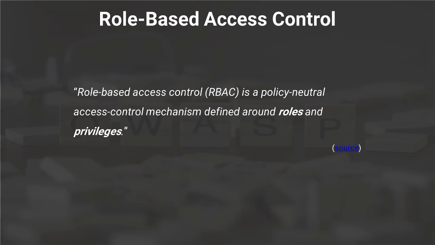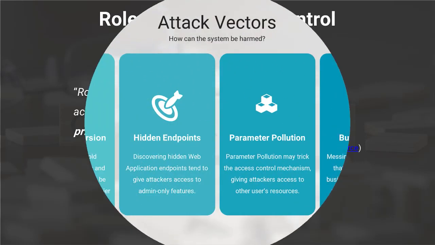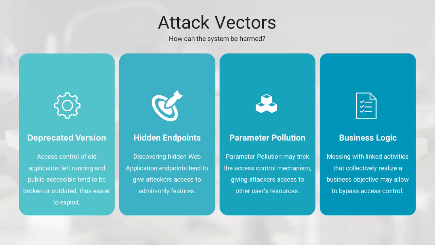Better than showing complex data flow diagrams, we will exploit different authorization issues in our intentionally vulnerable application. Access control mechanisms of old applications left running and publicly accessible tend to be broken or outdated, thus easier to exploit. Some applications rely on obscurity to hide administrative endpoints from regular users, assuming that only admins know the address. Some guesswork and available word lists and automatic tools are enough to uncover such endpoints. Parameter pollution is a technique that may allow attackers to bypass access control mechanisms just by playing around with URL query string parameters, cookies, or request body.